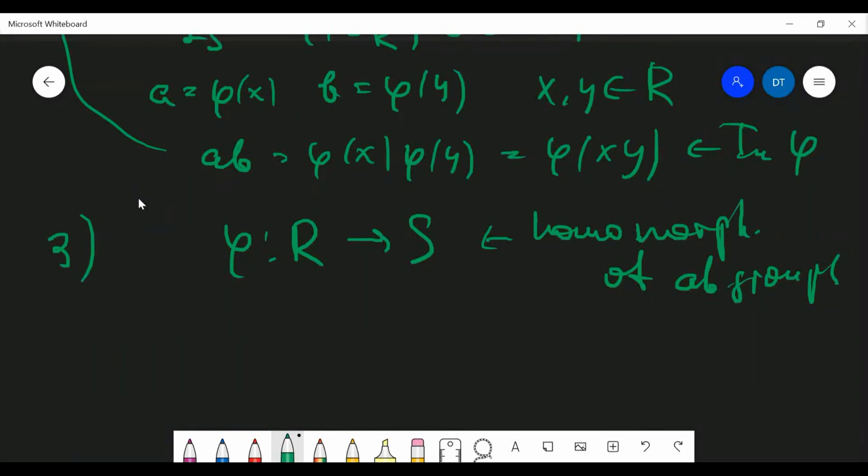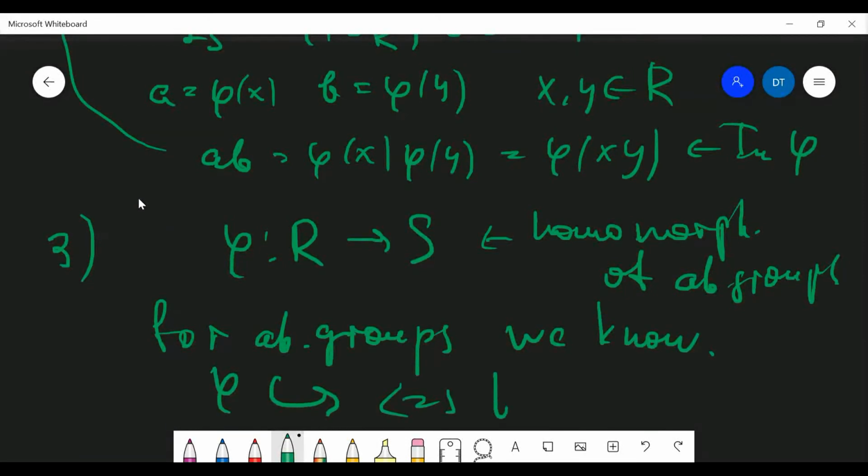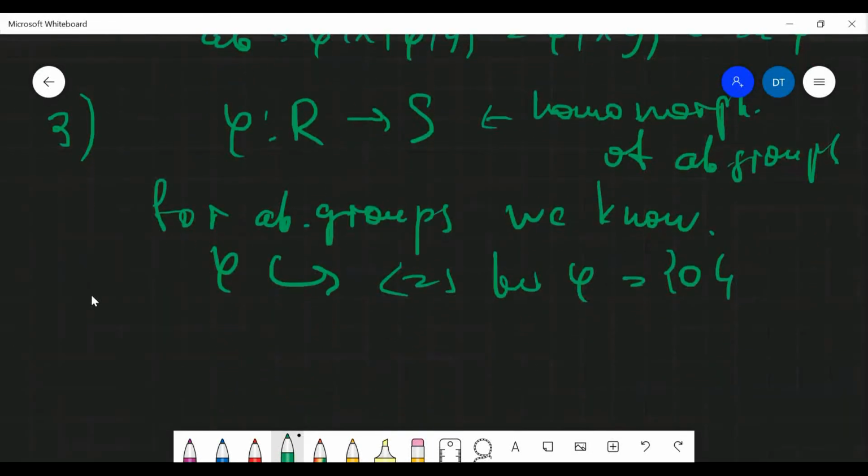But when we consider a homomorphism of abelian groups, it's injective if and only if the kernel of the homomorphism consists of the zero element only. So now the claim follows from the corresponding claim for abelian groups. So for abelian groups, we know that phi is injective if and only if the kernel of phi consists of the zero element only. And the fourth property is just trivial, just by definition. And that's it.